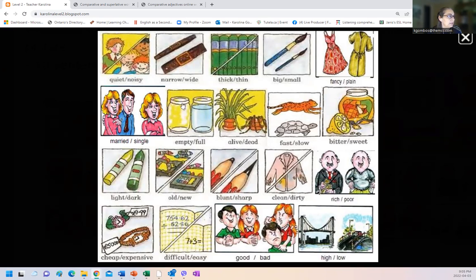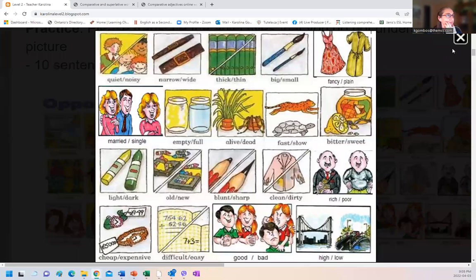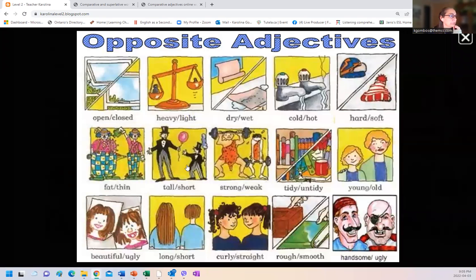The jar on the left is empty. The jar on the right is full. Okay. My shirt is clean. My shirt is dirty. You can just pick 5 of these adjectives from this picture and 5 from the other picture. So you can say my cousin is weak, you can say the water is cold, you can say my mother is young, you can say that I have curly hair, and so on.